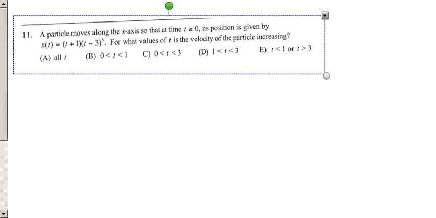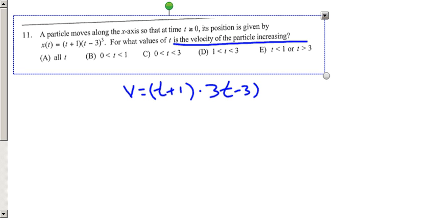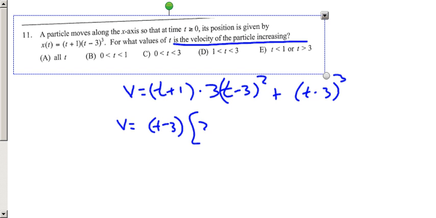Okay, this is a problem that requires a little bit of factoring. It says, for what values of t is the velocity of the particle increasing? So we can say v, using the product rule, is t plus 1 times 3 t minus 3 squared, plus the derivative of the first is just 1, t minus 3 cubed. And before we take a derivative again, I think it's helpful if we do a little factoring. So you get, if you factor out a t minus 3, you get v equals t minus 3 times 3 times t plus 1 plus t plus 3.